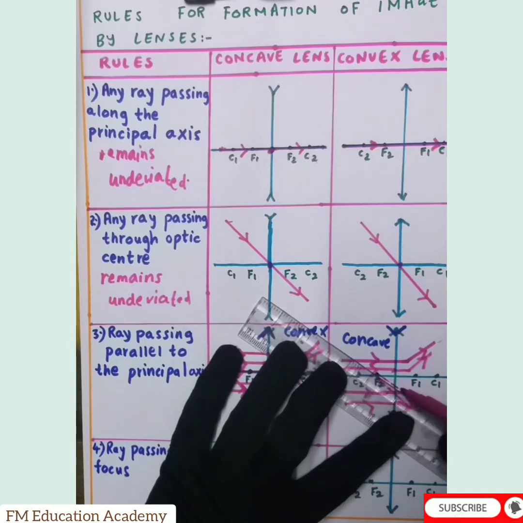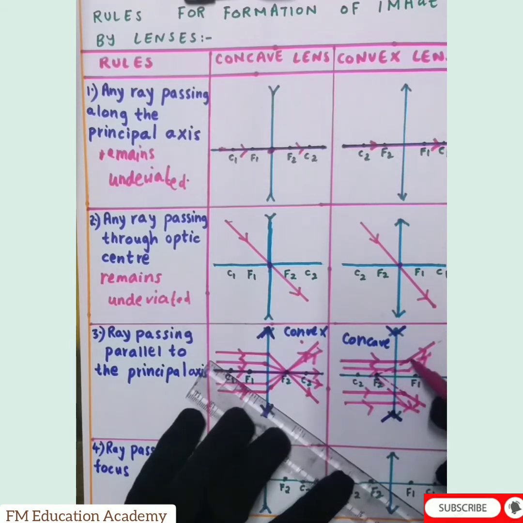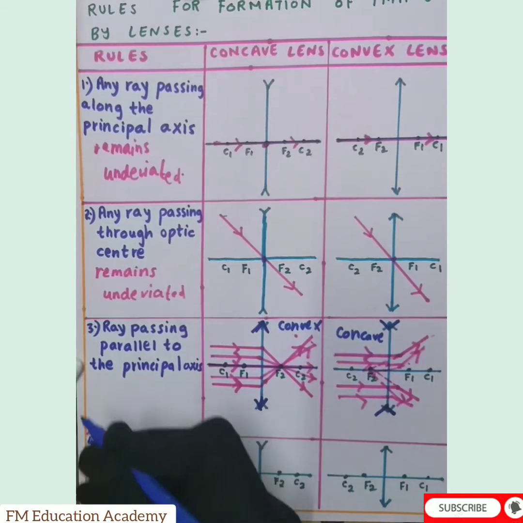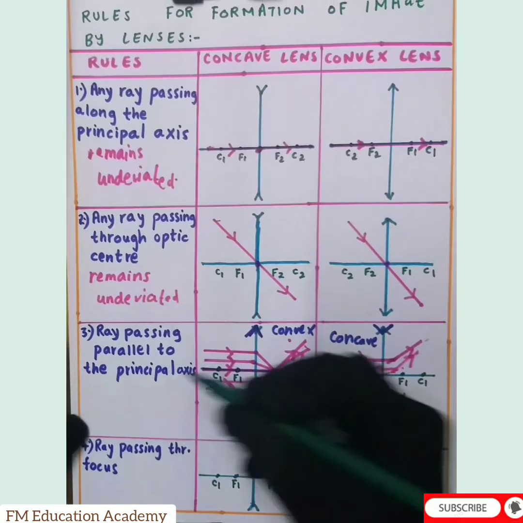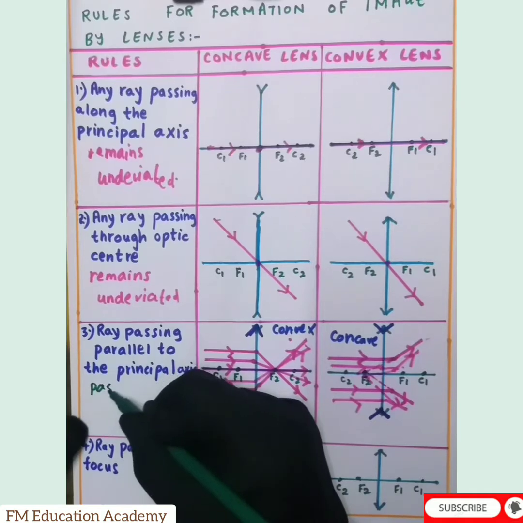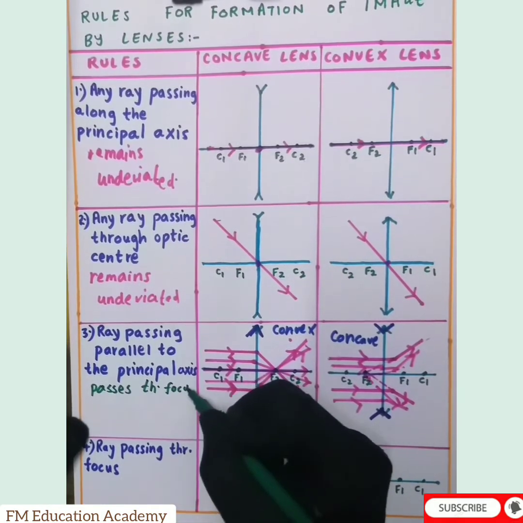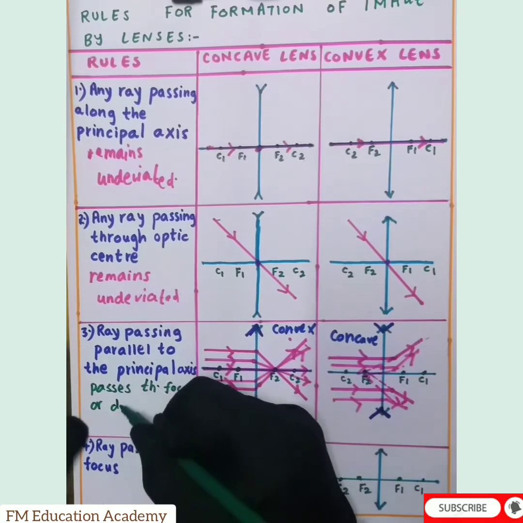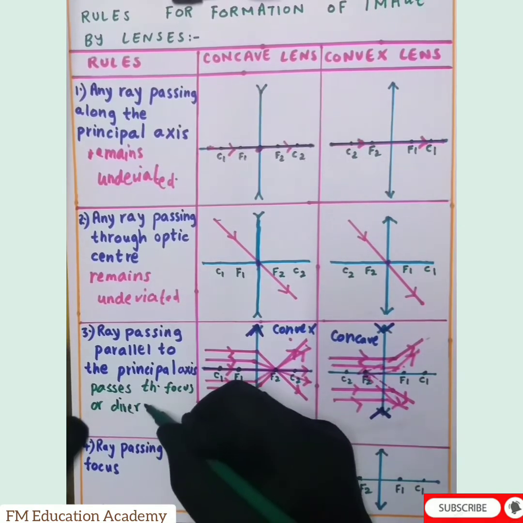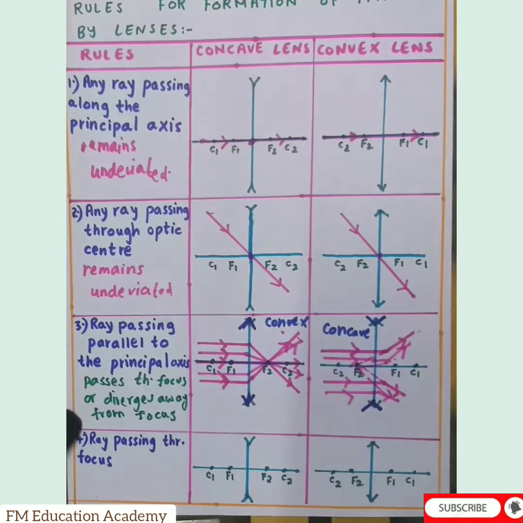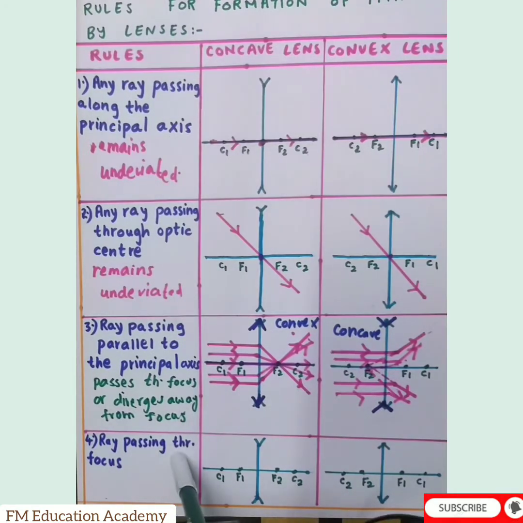By dashed lines, we will join them. Whenever a ray is passing parallel to the principal axis, it either passes through the focus or diverges away from the focus. Sorry for the handwriting. Fourth rule: what will happen when a ray passes through the focus?